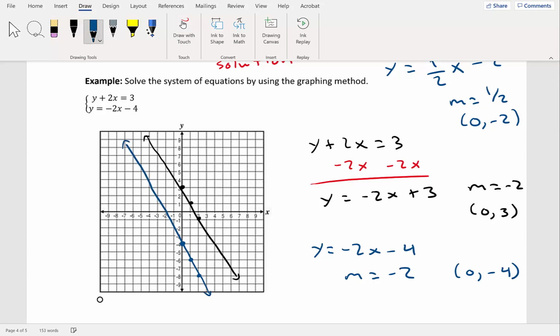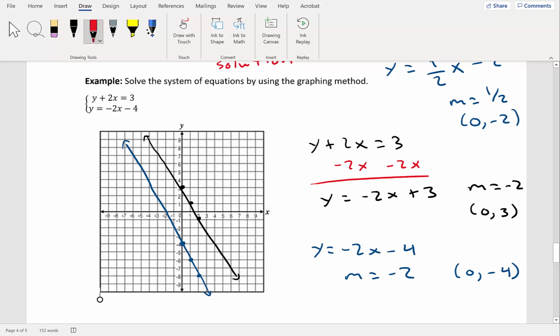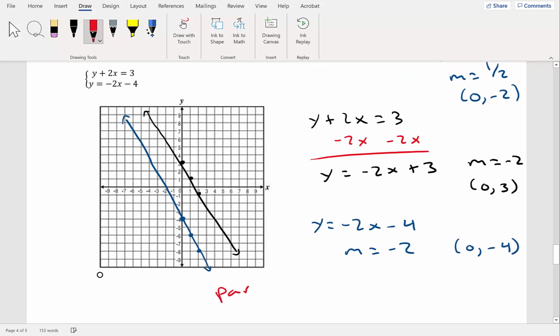Now notice the lines that we graphed, they never intersect each other. These are parallel lines. So these are parallel lines, which means we have no solution because they never intersect.